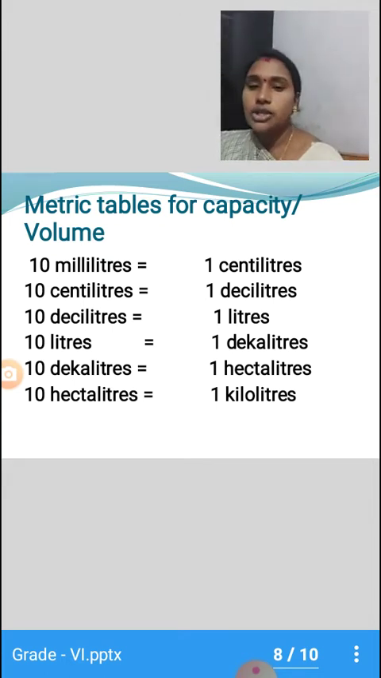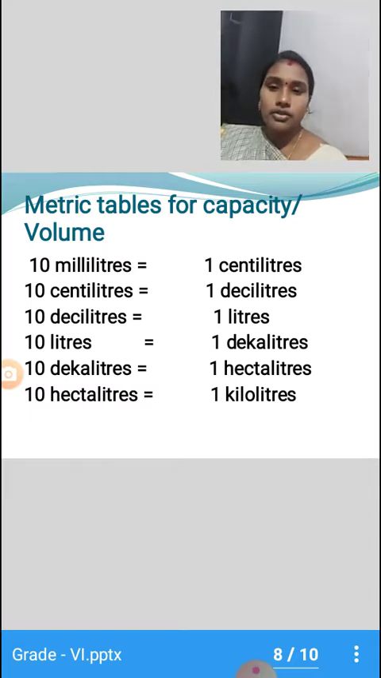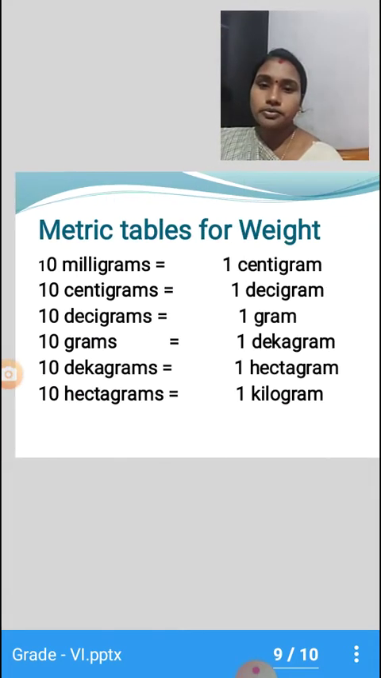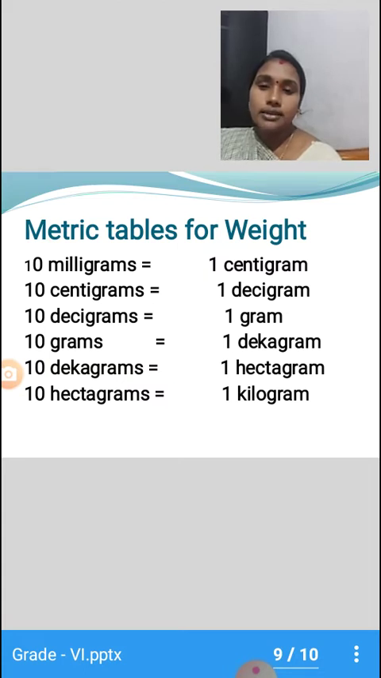Did you understand the metric tables for capacity or volume? Children, take a paper and a pen and write it down, then it will be much clearer when you are learning. Instead of listening to it once, you write it and learn it separately. Okay children? Next, metric tables for weight.